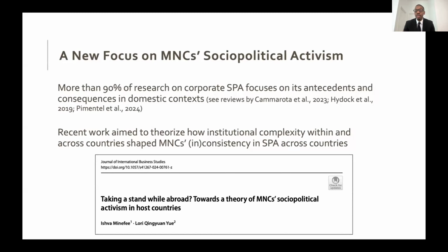So to give the example, if you were a multinational from the US being responsive to the BLM movement in the summer of 2020, were you responsive to a similar incident in Brazil in November of 2020? Consistency versus inconsistency. And we look at the notion of within-country institutional complexity as well as across-country institutional complexity to address this particular phenomenon.